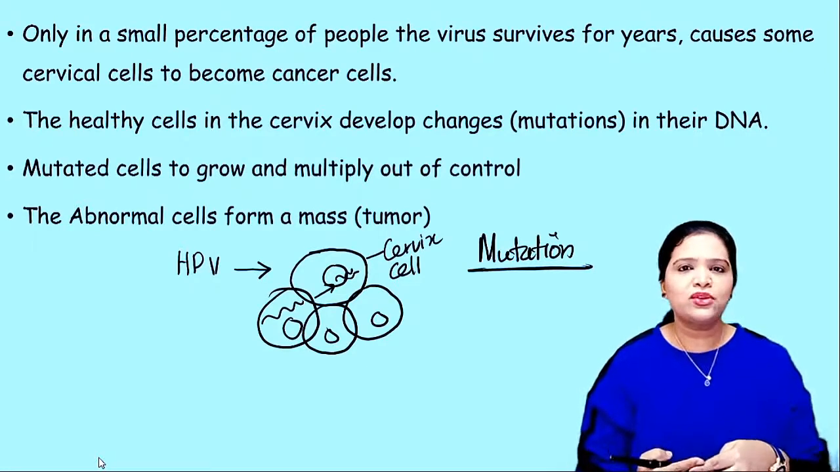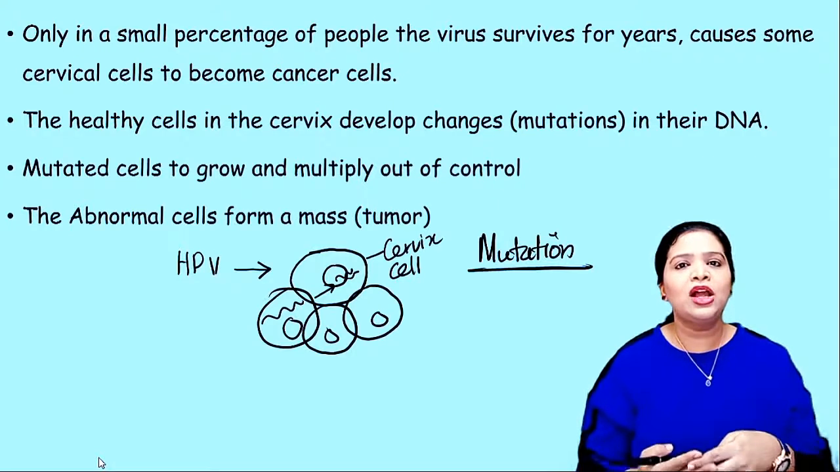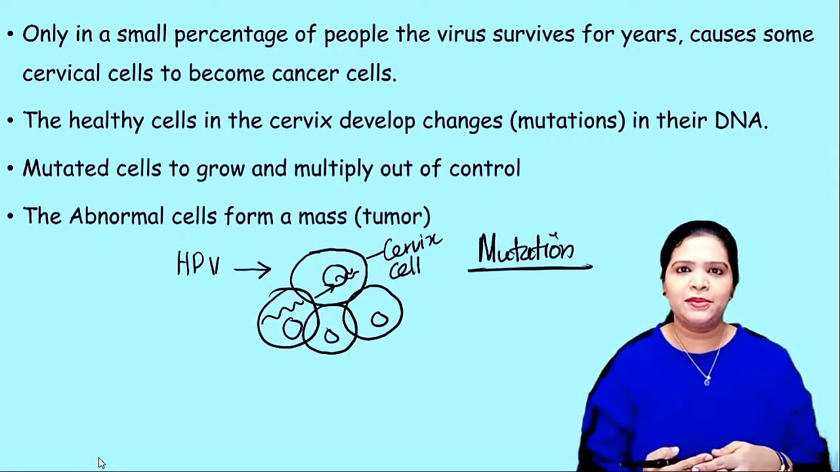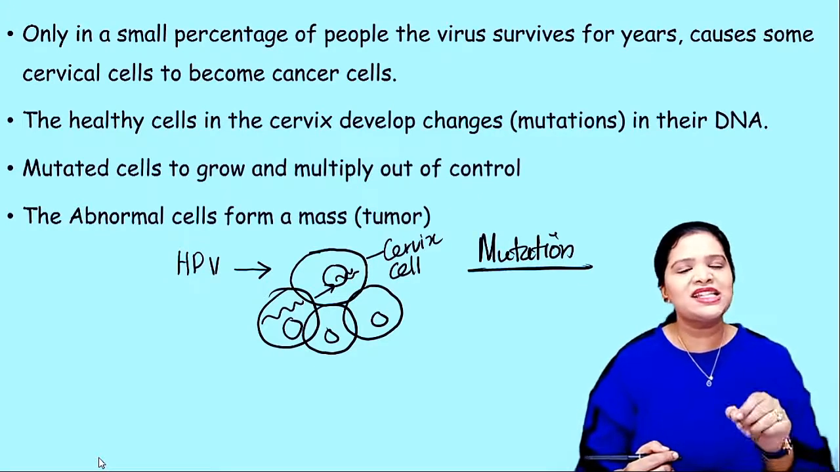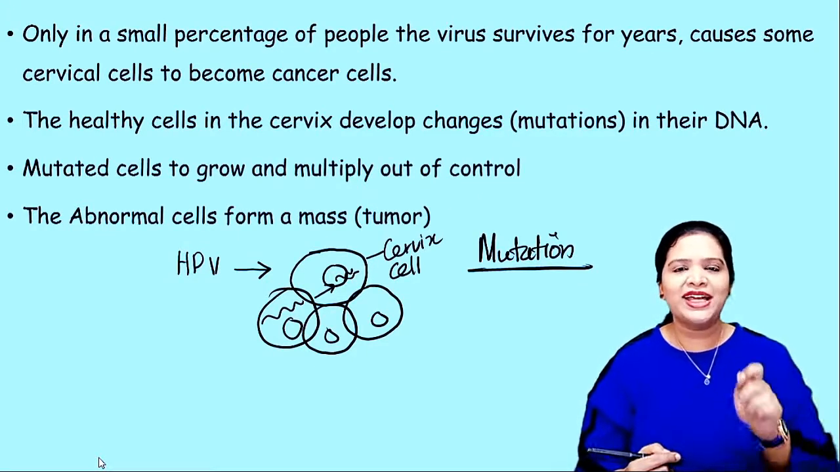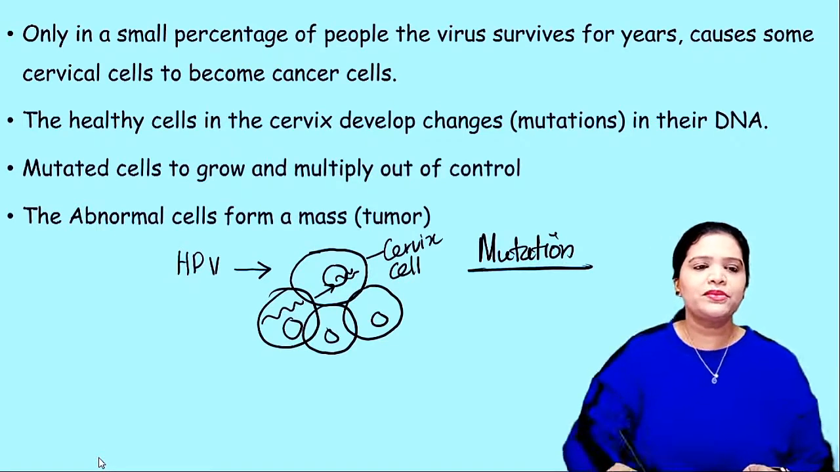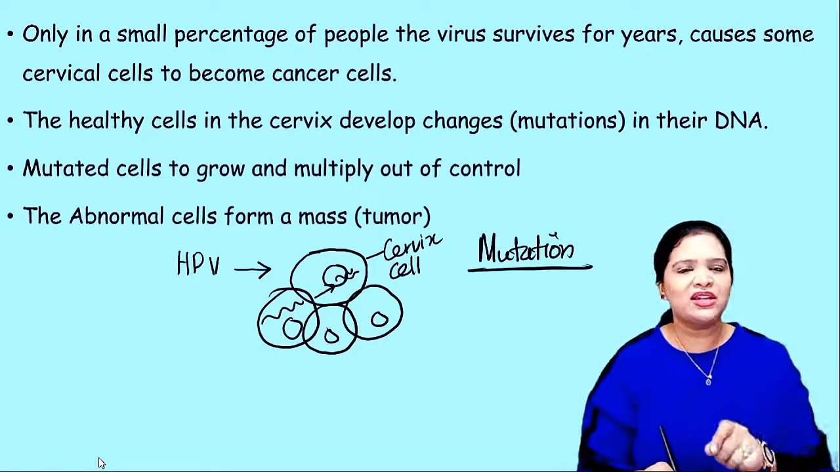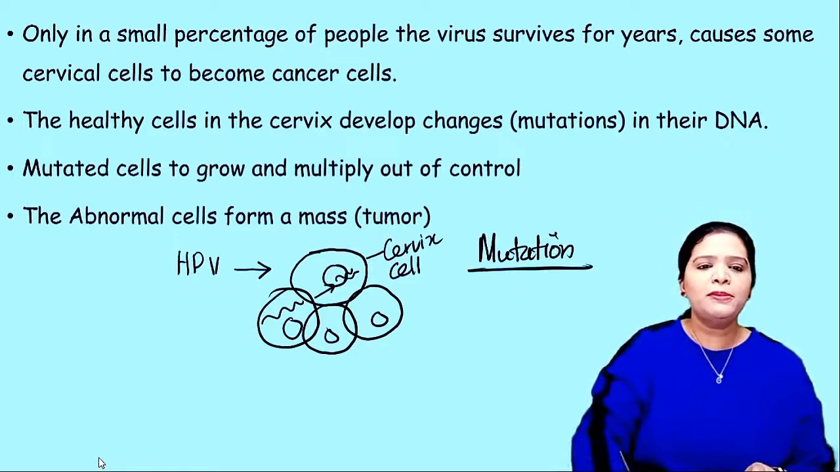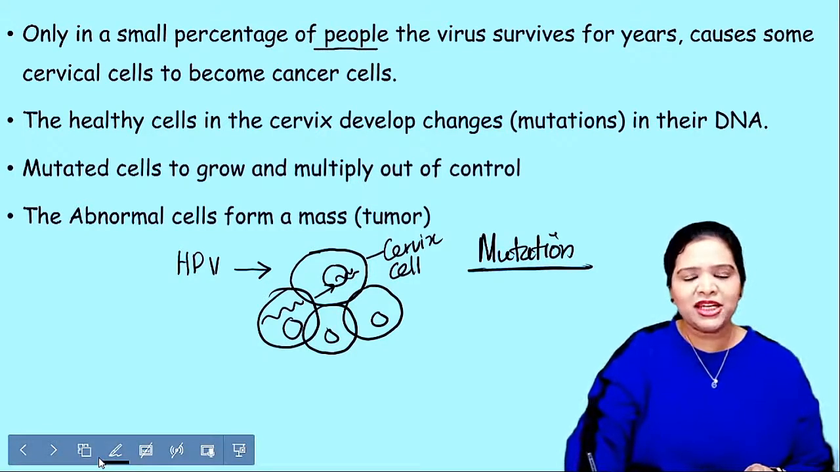As a result of the mutation, the host cell loses its normal cell cycle or normal growth cycle. Then it starts growing abnormally. That's why the cervical dysplasia or cancer stage forms. So here, who will get the cancer? Not every woman who has this human papilloma virus will have cervical cancer. Only a small percentage of the people infected by the virus will develop the cancer.